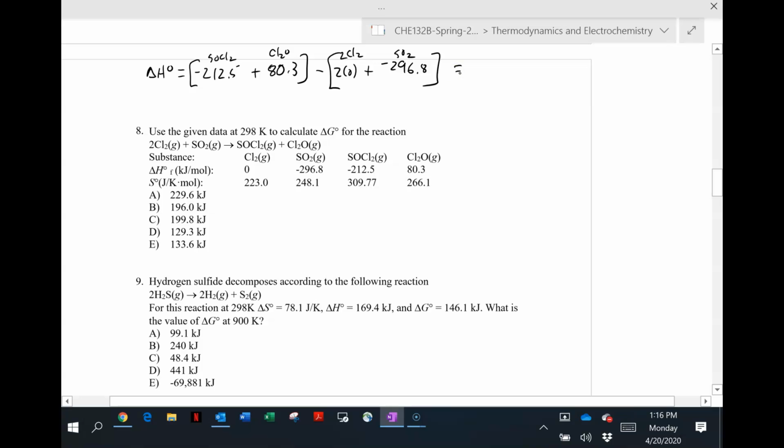And so estimating, the products term is going to be around negative 130, and then minus the reactants term is going to be around positive 300. So I'm thinking we're going to have something like positive 170 for this. Let's see what we get.